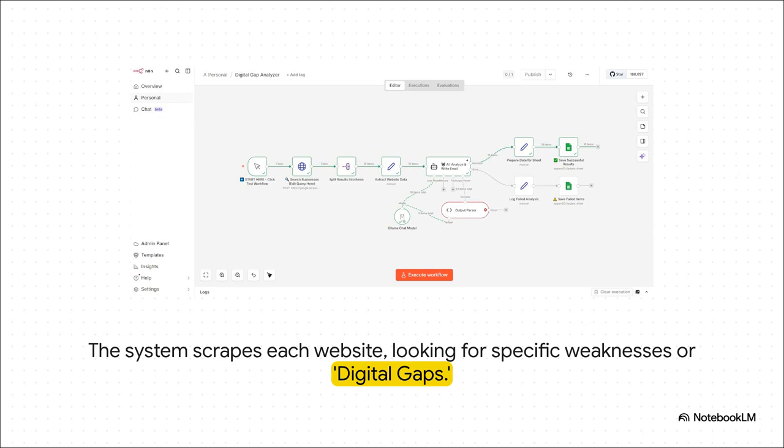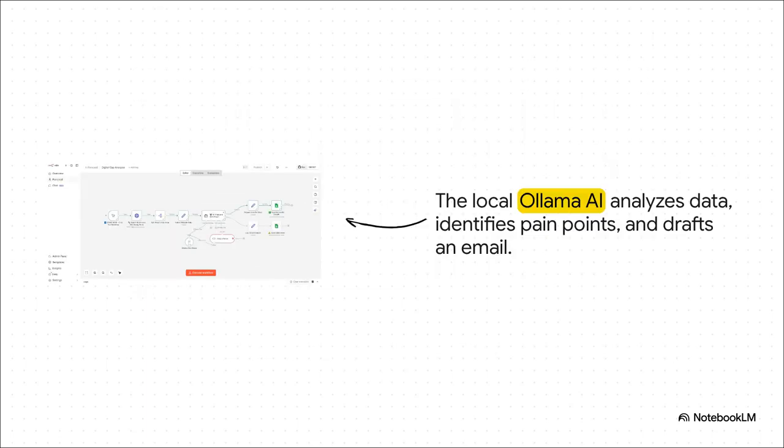From there, the automation moves right into the audit stage. It goes through and systematically visits every single website on that list, scraping its content and its code. But it's not just grabbing random text. It's looking for something very specific, a digital gap. Think of this as an actionable weakness, a missing feature or a poor optimization that you can actually offer a solution for.